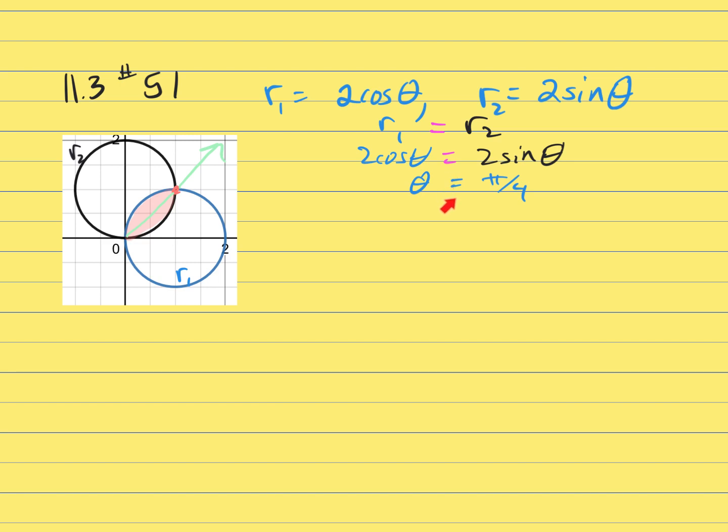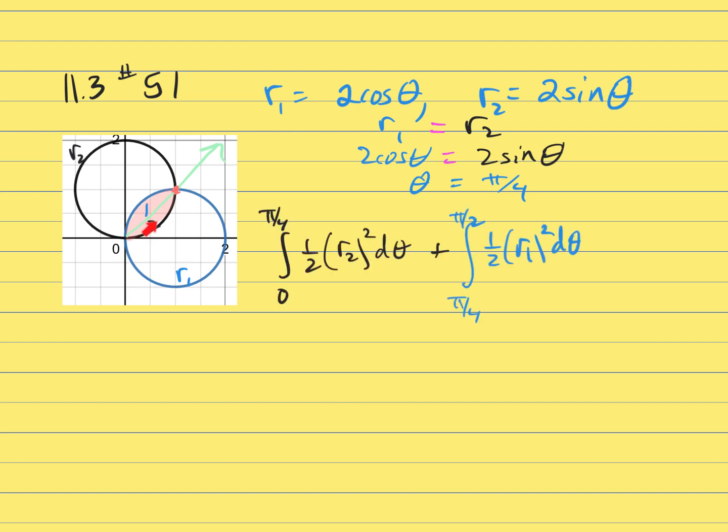When cosine is equal to sine, which is when they're both root 2 over 2, which is when theta is pi over 4. So for region 2, which is using the black curve as the end, 1/2 times the black curve's radius squared d theta. That was from 0 to pi over 4.